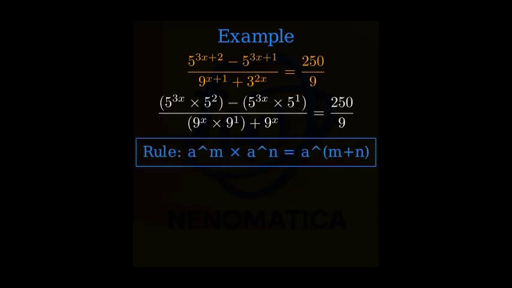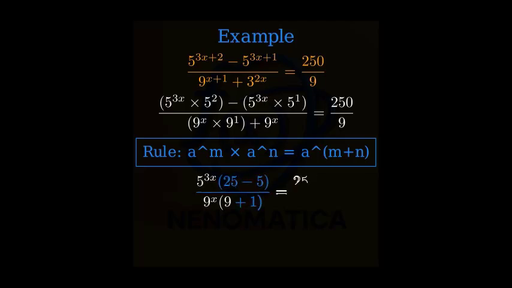First, we'll rewrite the terms using the law of exponents that states a to the power of m times a to the power of n equals a to the power of m plus n. So we'll rewrite 5 to the power of 3x plus 2 as 5 to the power of 3x times 5 to the power of 2. Similarly, 5 to the power of 3x plus 1 becomes 5 to the power of 3x times 5 to the power of 1. In the denominator, 9 to the power x plus 1 becomes 9 to the power x times 9 to the power 1.